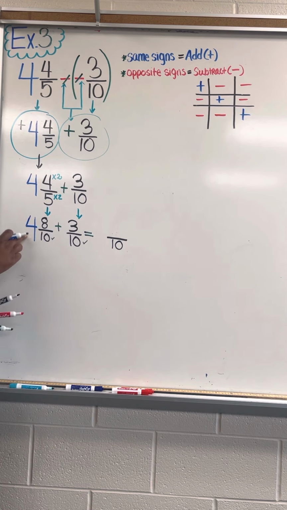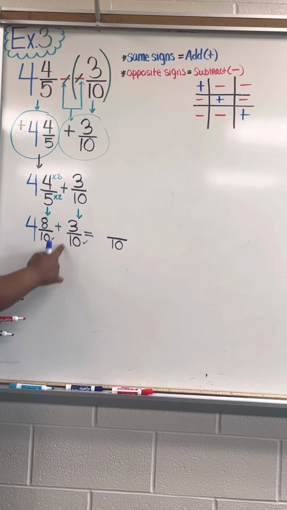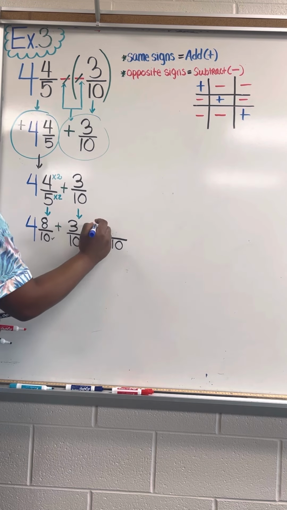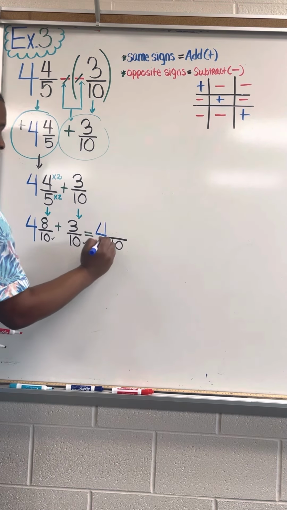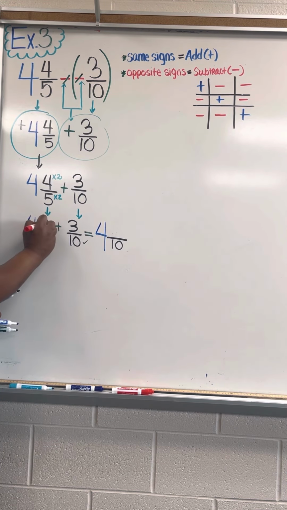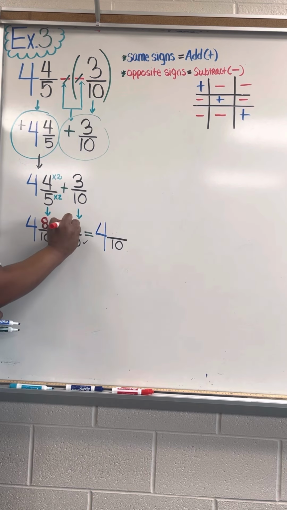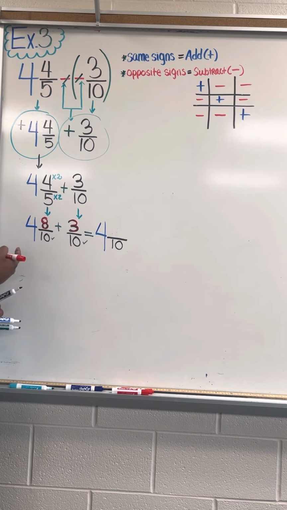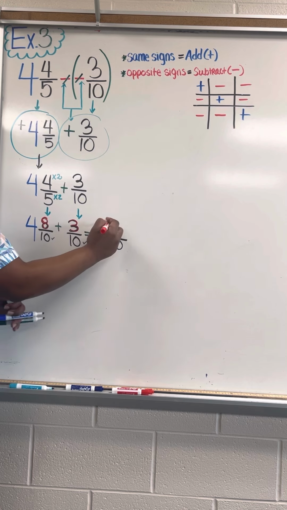Now, I have a base or a whole number of 4, and I don't have a whole number that's associated with 3 over 10. So there's actually an imaginary 0 right here, okay? So it's gonna be 4 plus 0, which is still 4. Now, all I need to add, guys, is just the 8 and the 3. I'm gonna make them red so we can clearly see. So 8 plus 3 is 11.